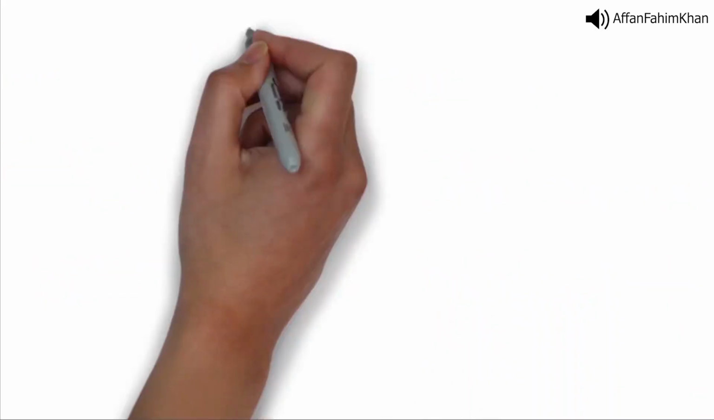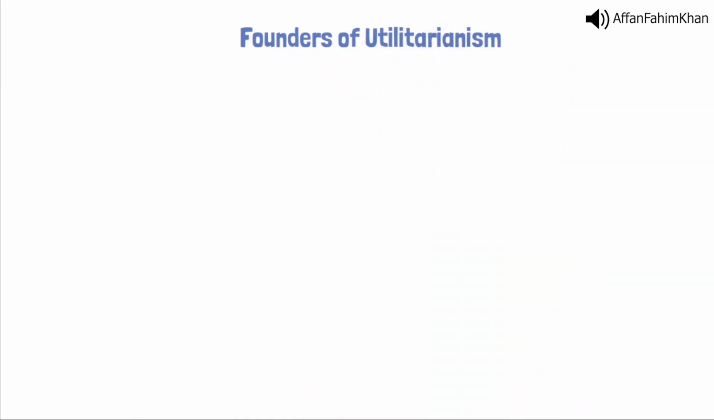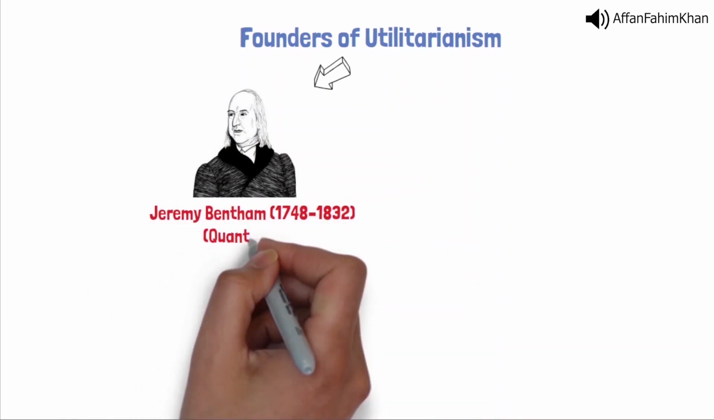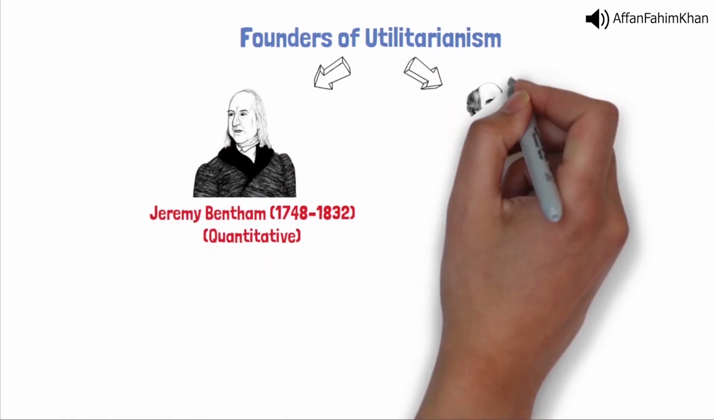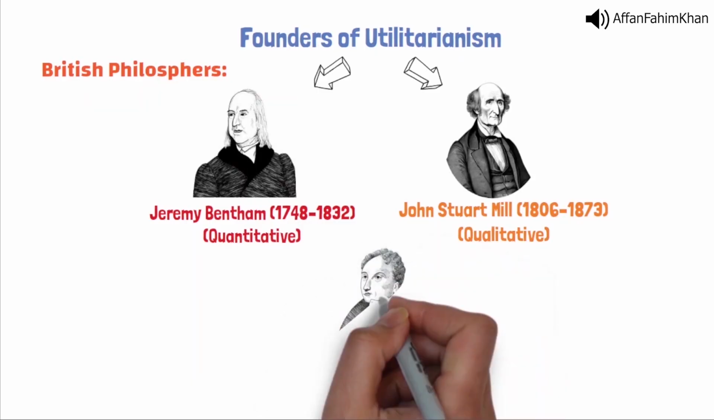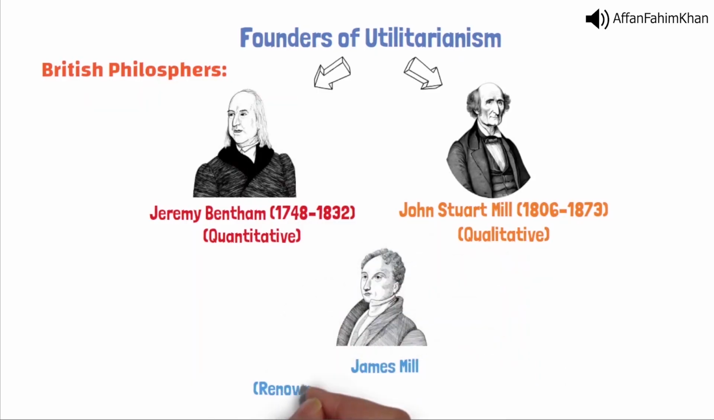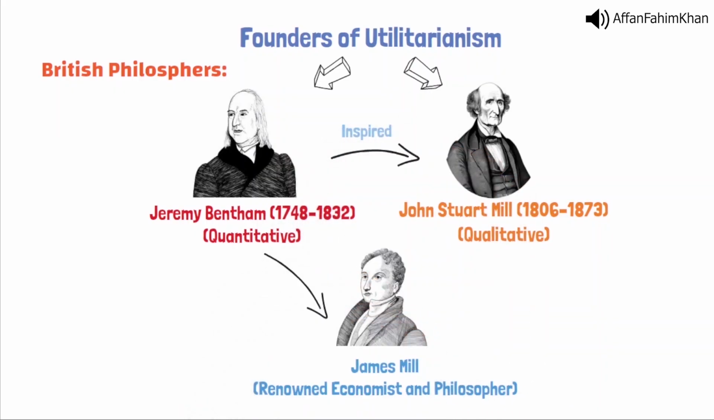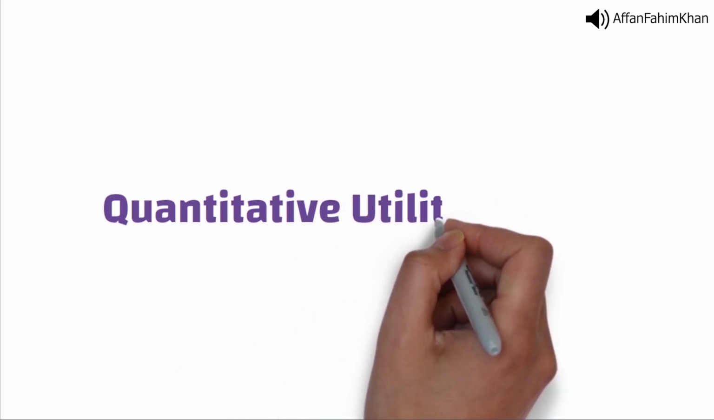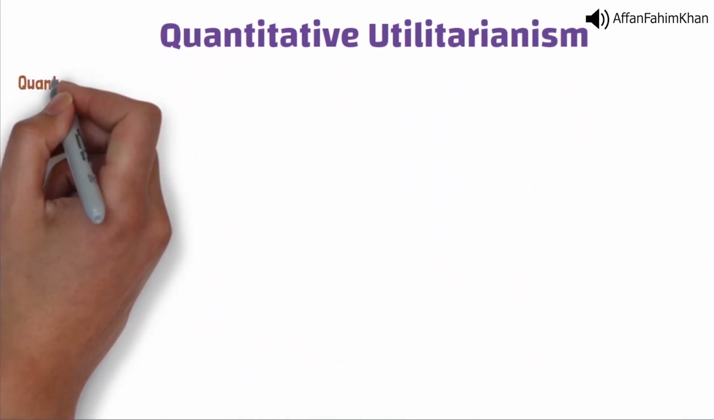To begin with, let us introduce the founders of utilitarianism. Jeremy Bentham, who was a British philosopher, introduced the quantitative measures of utilitarianism, and John Stuart Mill, who was inspired by Jeremy Bentham, later developed the qualitative measures of utilitarianism. In relation, John Stuart Mill was the son of renowned economist and philosopher James Mill, who was a colleague and friend of Jeremy Bentham. Now let us dive into one of the branches of utilitarianism, which is quantitative utilitarianism.